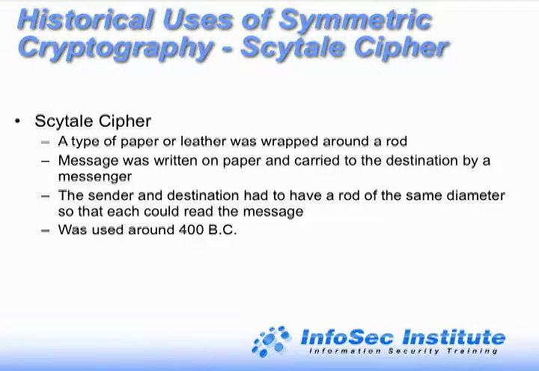The Scytale cipher. Basically, this was paper or leather wrapped around a rod, and you had to have the specific diameter of the rod to be able to encrypt or decrypt the message. The message was written on the paper and carried to its destination by the messenger. The sender and the destination had the same rod diameter, so that each could read the message, and it was used around 400 BC. The problem is, again, that if you have enough time, you can easily say, okay, it doesn't fit on this rod, doesn't fit on this rod. Let's get a big piece of paper and slowly make it bigger until it actually makes words. So again, not the best, but better than nothing.